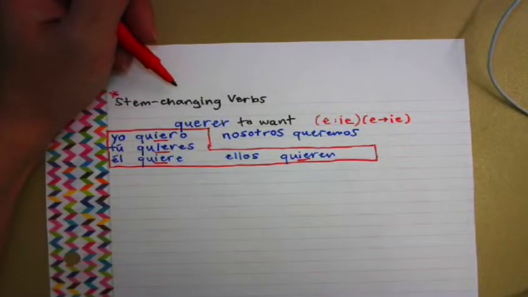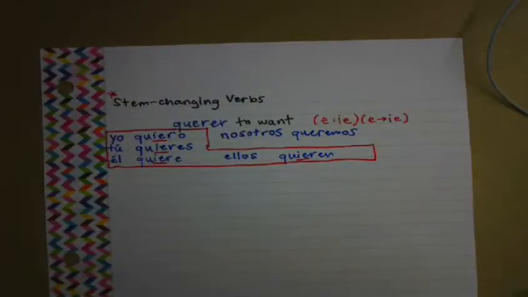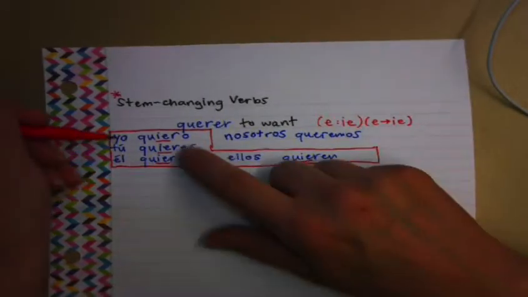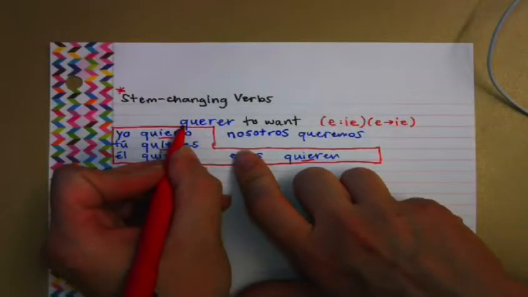So this is a stem changing verb. A stem changing verb is a verb that changes spelling inside the stem. So I'll double underline there.